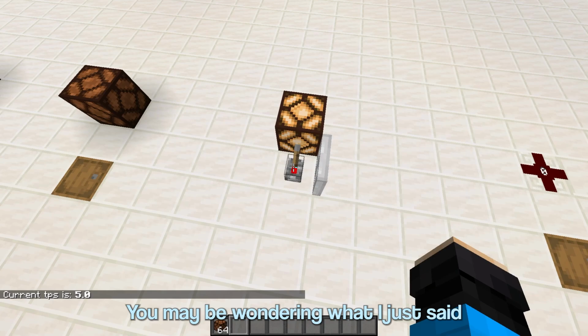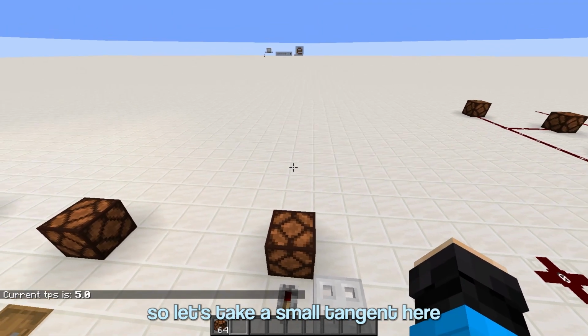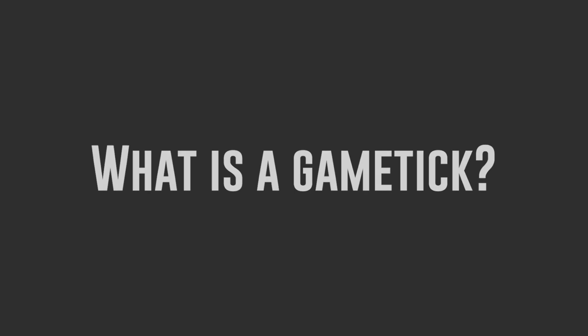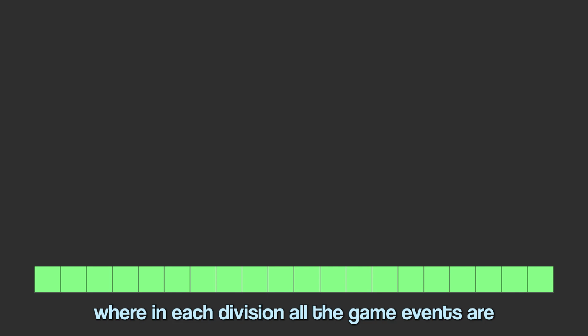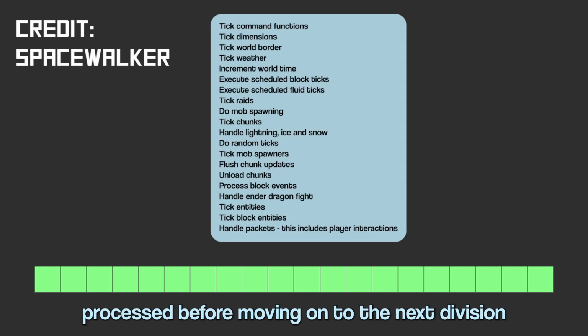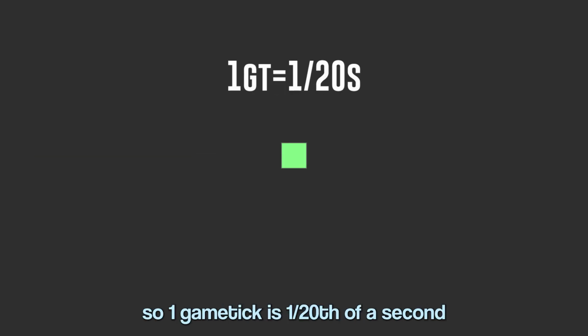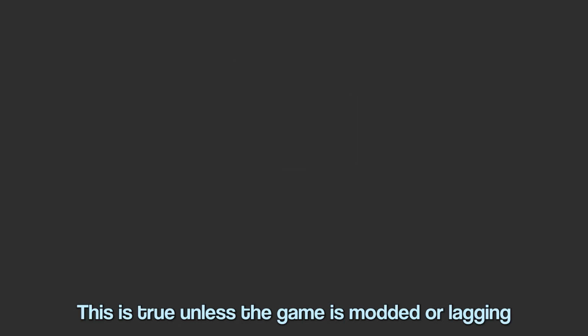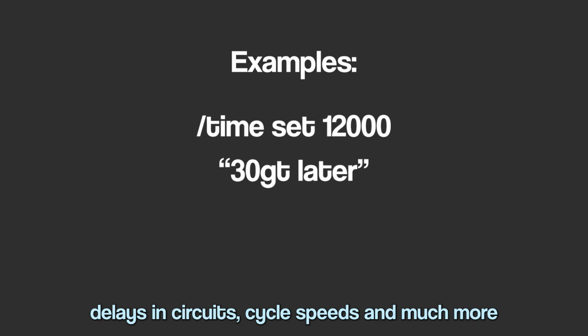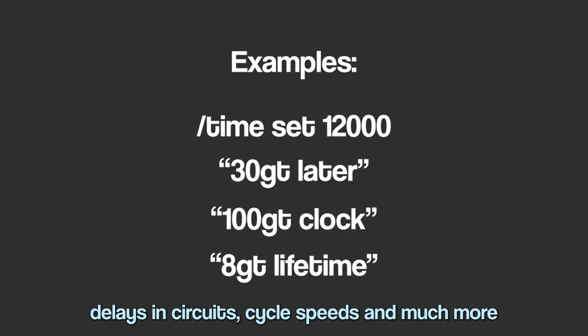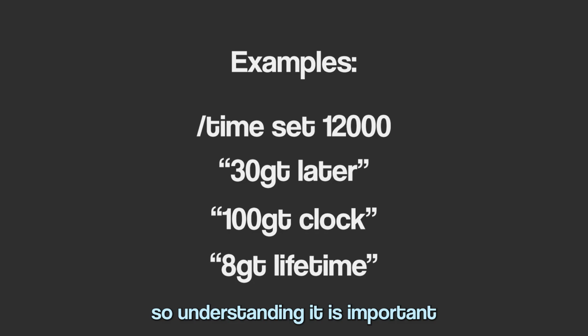You may be wondering what I just said, so let's take a small tangent here. What is a game tick? Minecraft processes things in the game 20 times a second, where in each division all the game events are processed before moving on to the next division. We call these divisions ticks, so one game tick is 1/20th of a second. This is true unless the game is modded or lagging, in which case a tick may take longer to process. Ticks are used to measure game time, delays in circuits, cycle speeds, and much more, so understanding it is important.